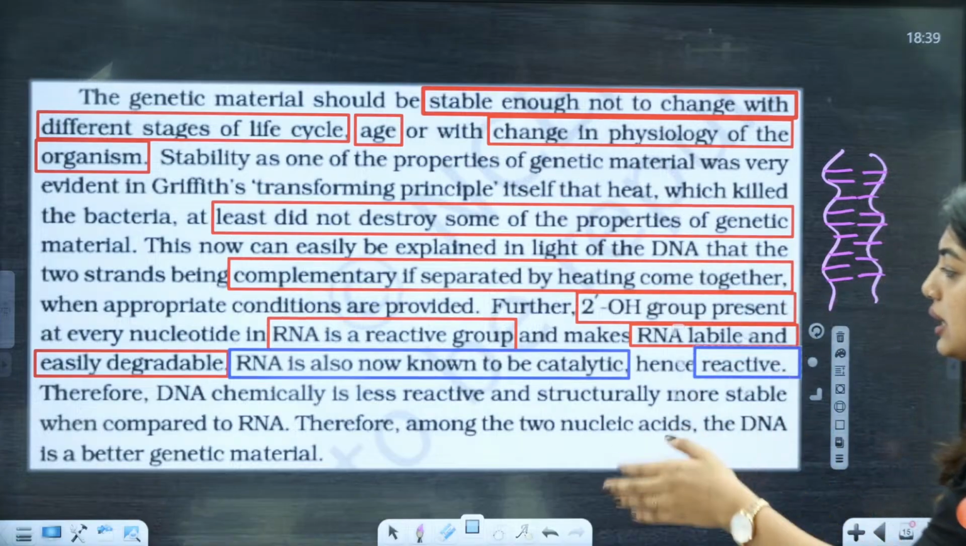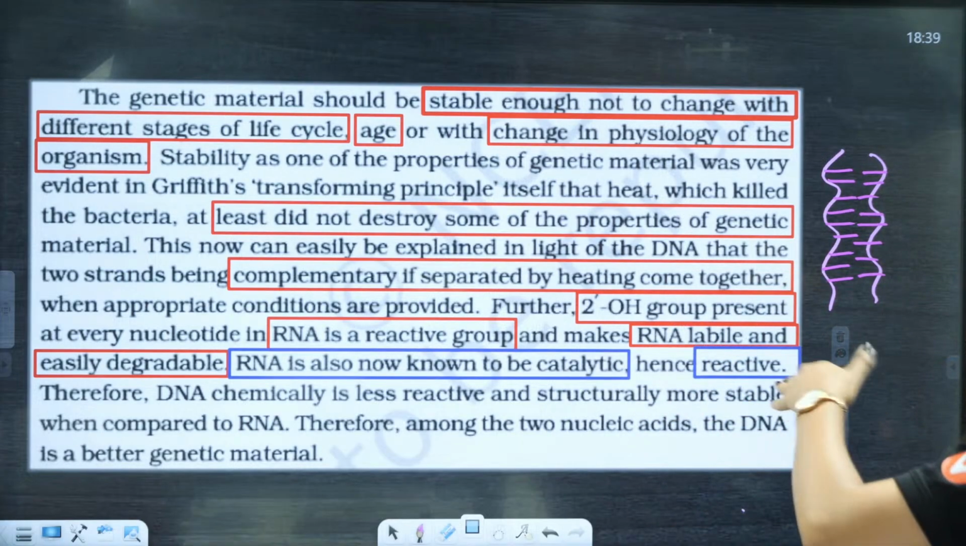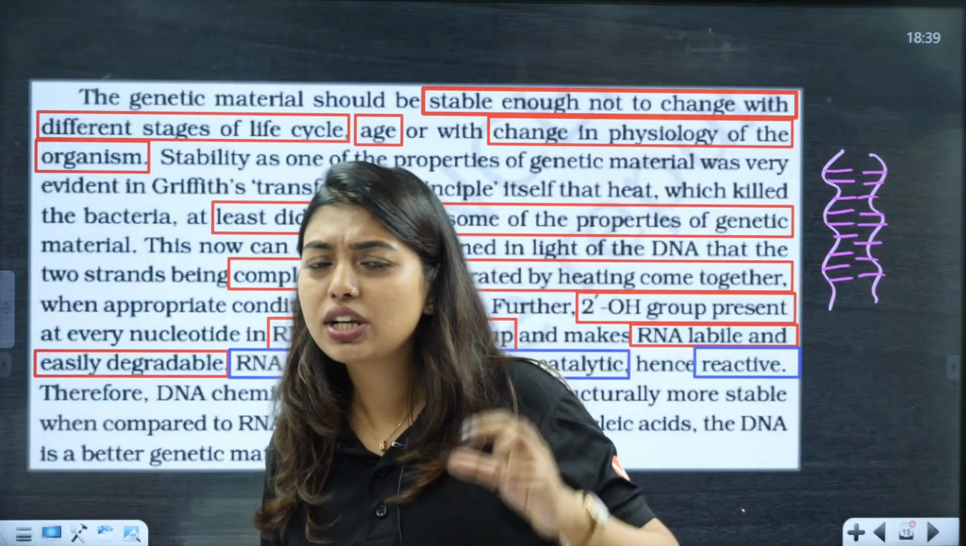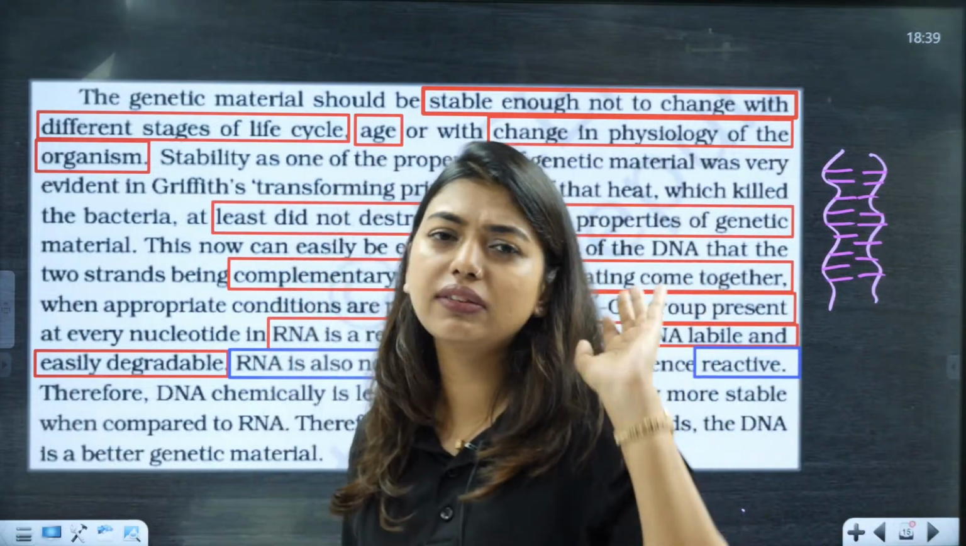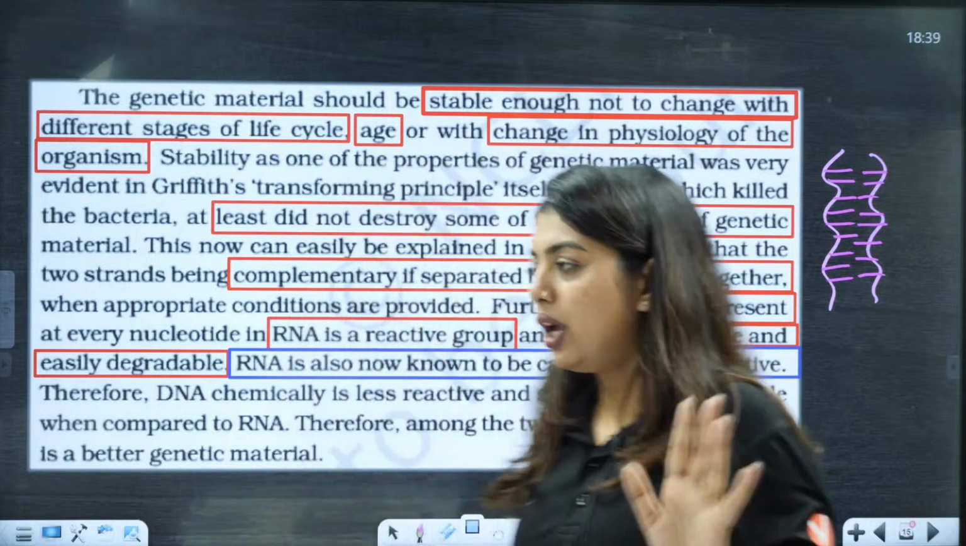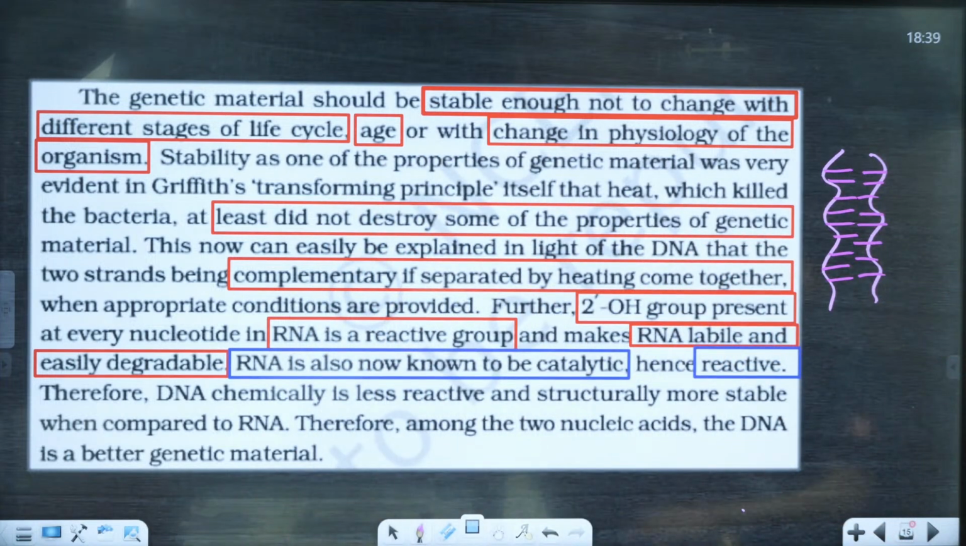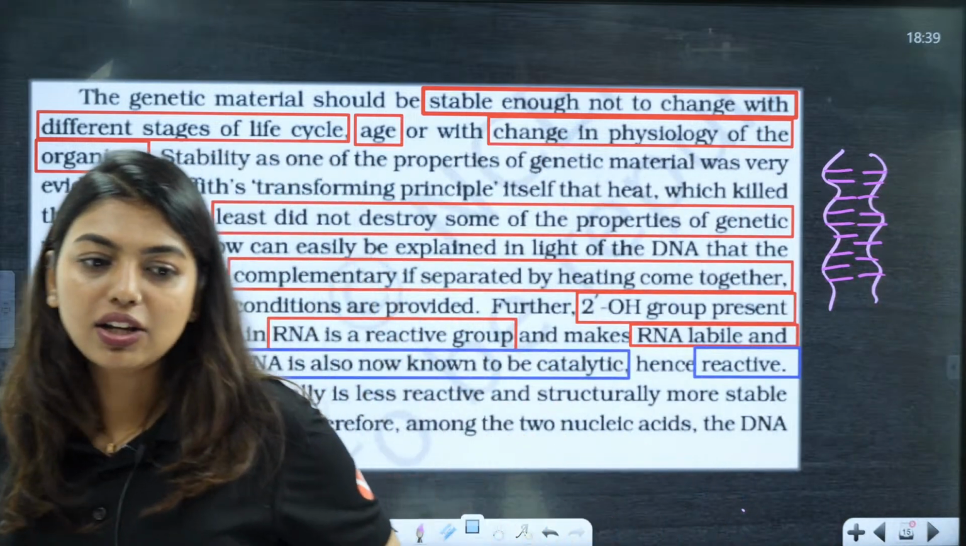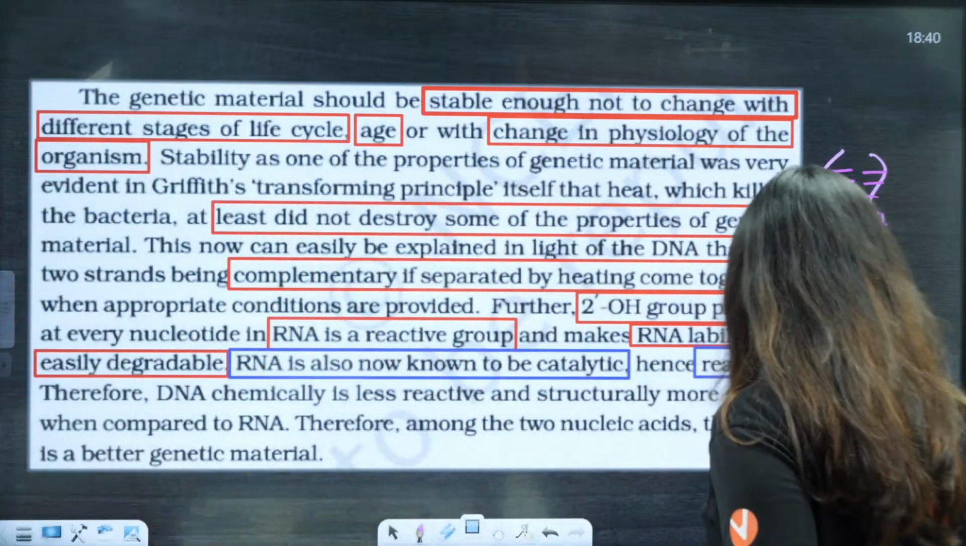Therefore DNA is chemically less reactive and structurally more stable, because it doesn't have that reactivity, since there is no OH group. Because of that they are very stable, very calm. When compared to RNA, therefore, among the two nucleic acids, DNA is a better genetic material. We already proved it, right?